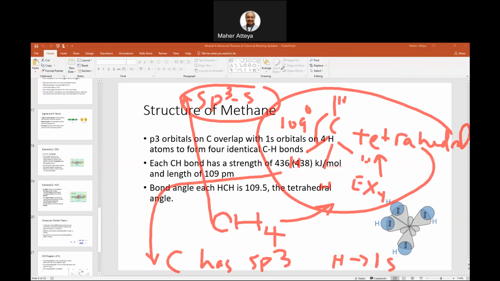If it's oxygen, it will be p orbitals. If it's nitrogen, p orbitals. If it's hydrogen, s orbital. So the bonding here, or the overlap between the bonds, is sp3-s: s from hydrogen and sp3 from the carbon. And sp3 means you have a tetrahedral shape. The angle is 109. Let's take the second one, another example.